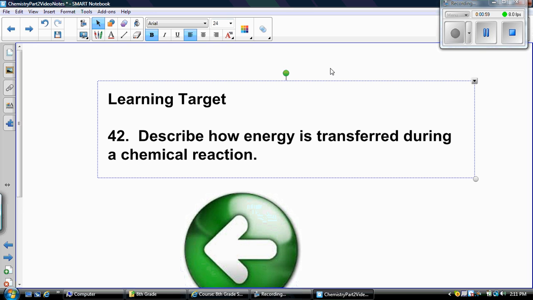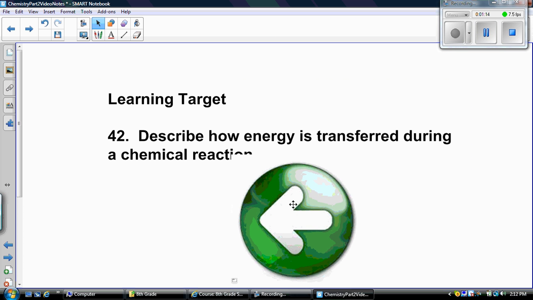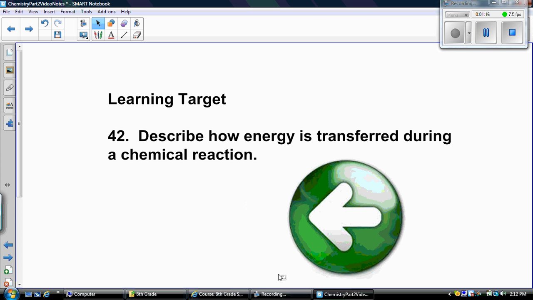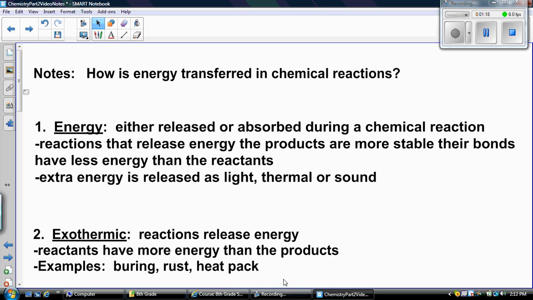So remember, a chemical reaction is where we take matter, whether it's an element or a compound, and they react and form new substances, so that matter gets rearranged. So we're going to look at when matter does get rearranged, what's going on with the energy. So energy is either released or absorbed during a chemical reaction.